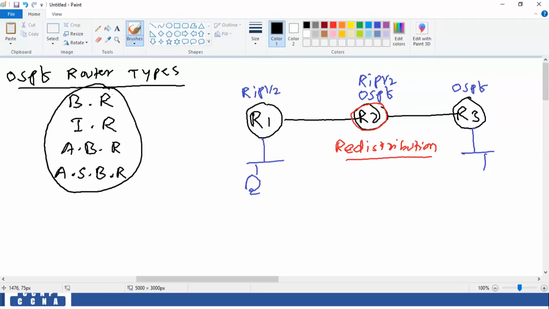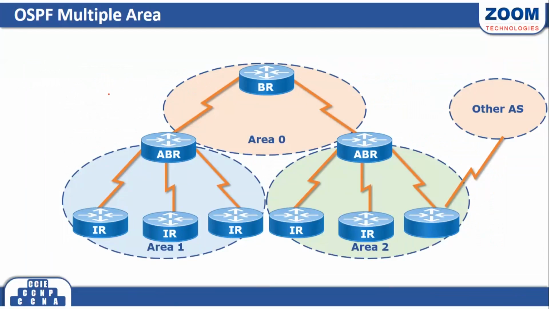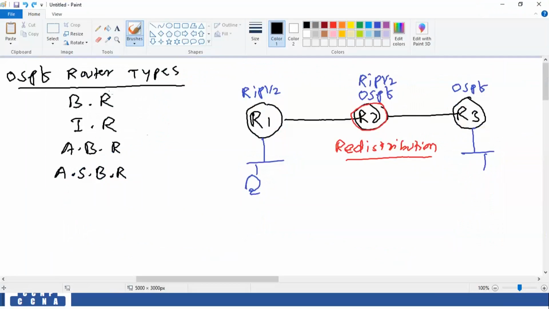So these all are OSPF router types: BR, IR, ABR, ASBR. Can anyone explain what is BR, what is IR, ABR and ASBR? BR means Backbone router. Backbone router belongs to which area? Area 0, which is the backbone area. IR means Internal router. Internal router belongs to which area? Non-backbone area, or we can call it regular area.